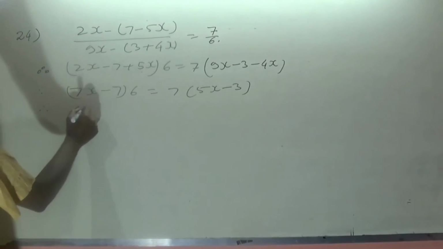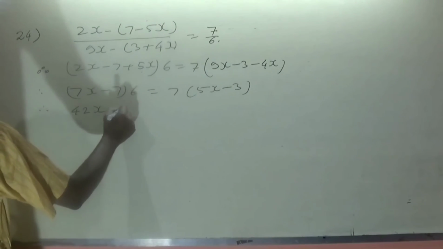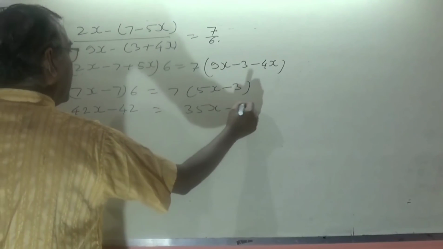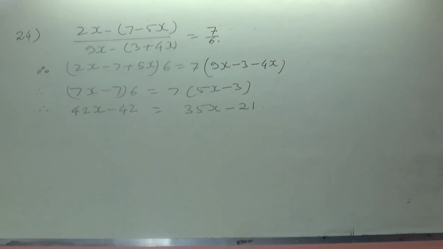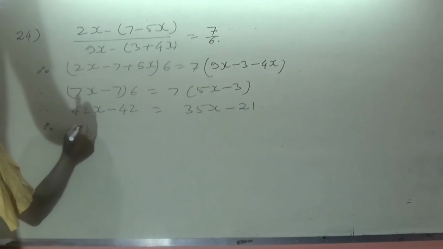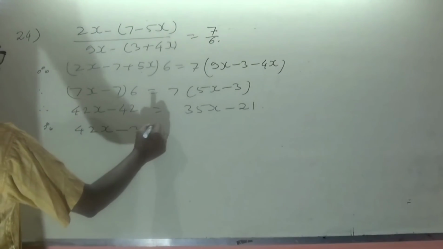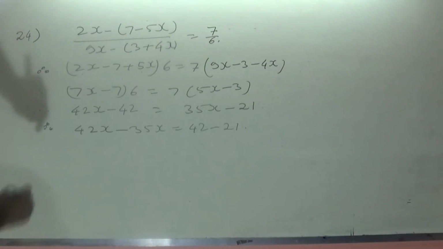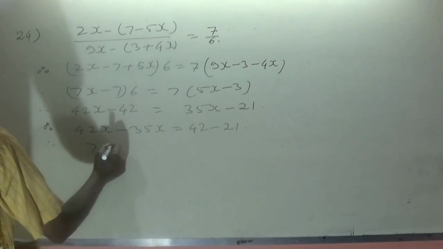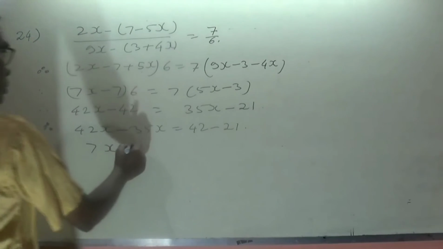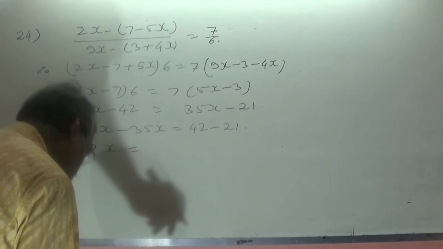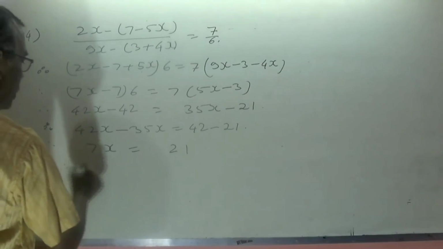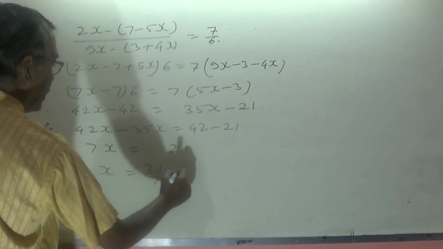So therefore 6 sevens are 42x minus 42 is equal to 35x minus 21. Only simplification it is, not more than that, but don't underestimate all these simplifications. 42x minus 35x is equal to plus 42 minus 21. Therefore 7x, 42 minus 35, 7x will be equal to 21. Therefore x will be equal to 21 by 7, which is equal to 3.